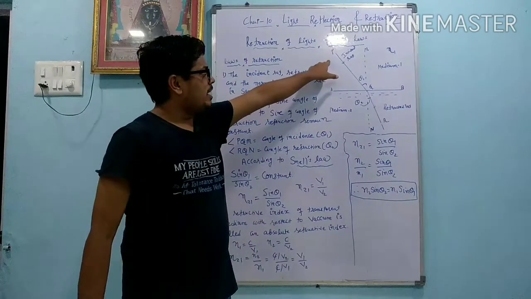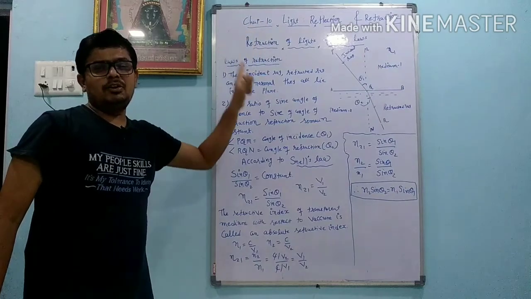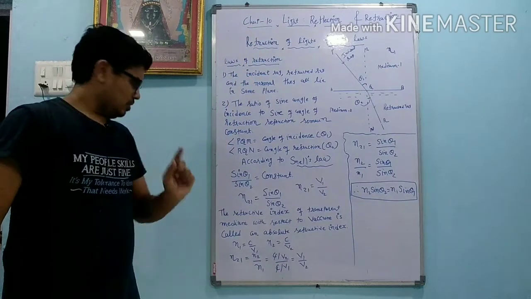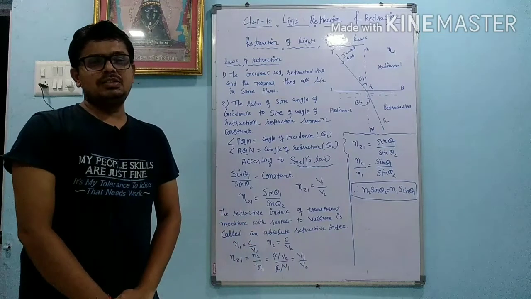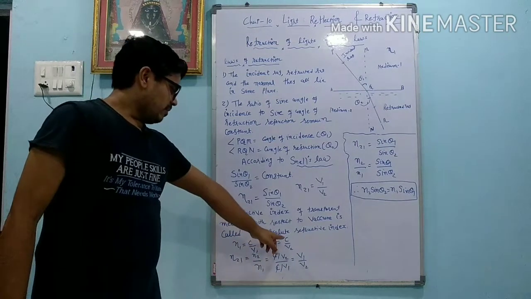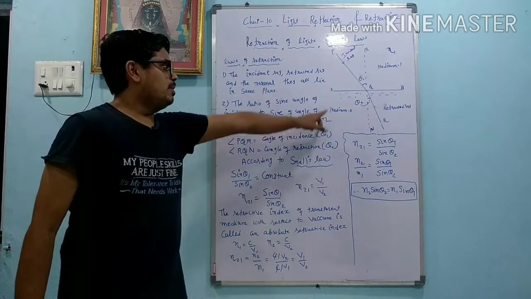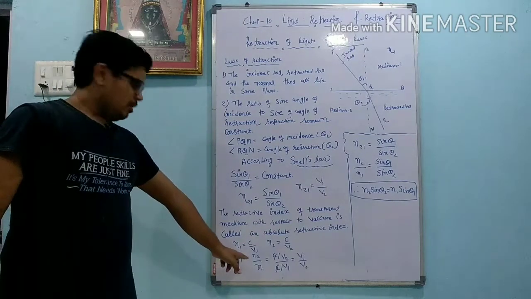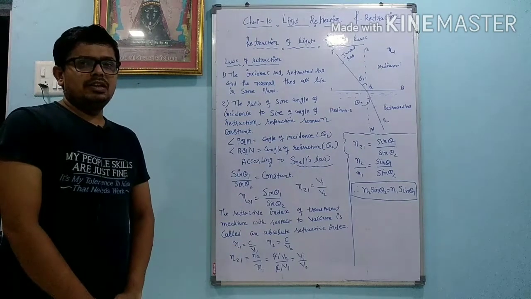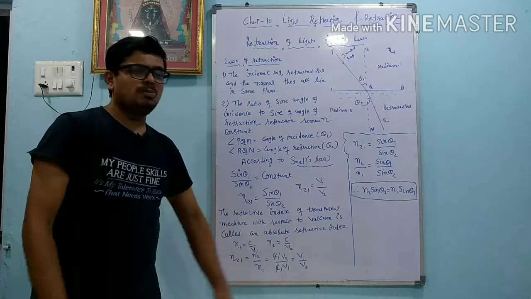So the velocity of light in air, medium 1, is different, and the velocity of light in vacuum is different. Slight differences are there. So that is called eta 1. Eta 2 equals to C upon V2, where C is the velocity of light in vacuum and V2 is the velocity of light in medium 2, because there is a difference. So eta 21 equals to eta 2 upon eta 1. When we substitute this value, we get V1 upon V2.